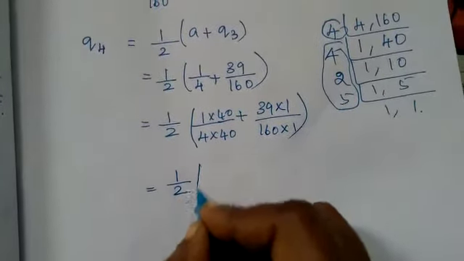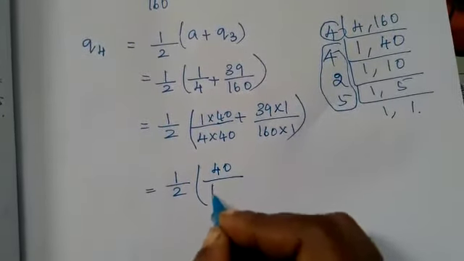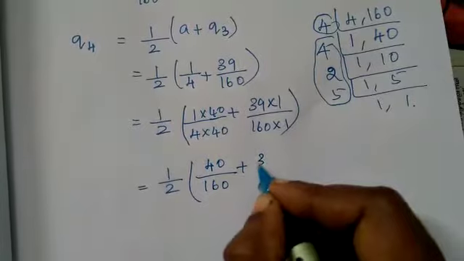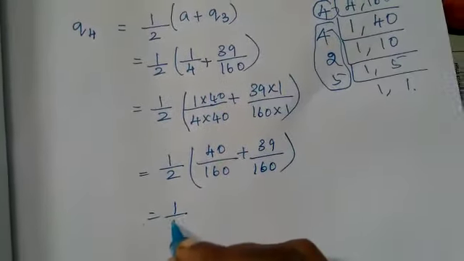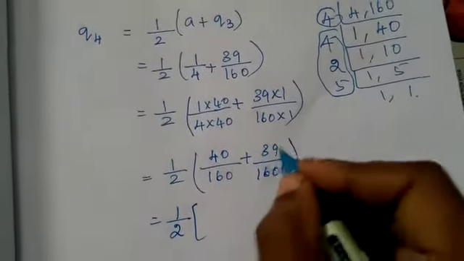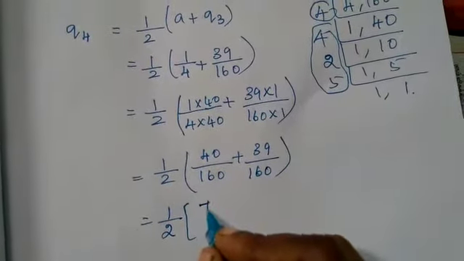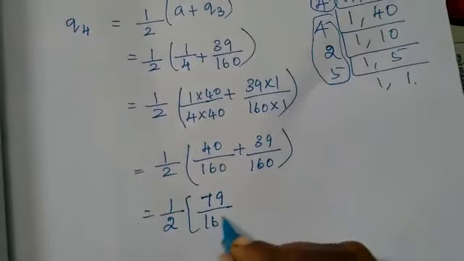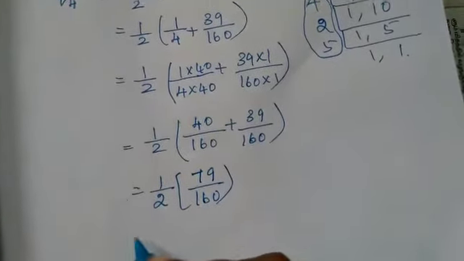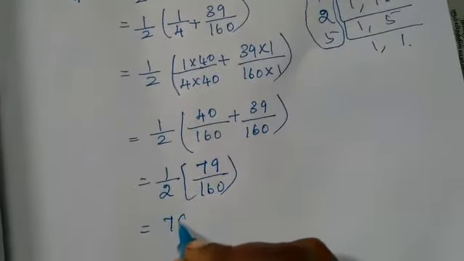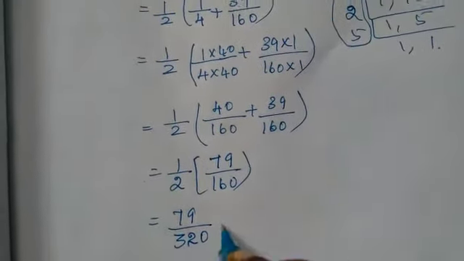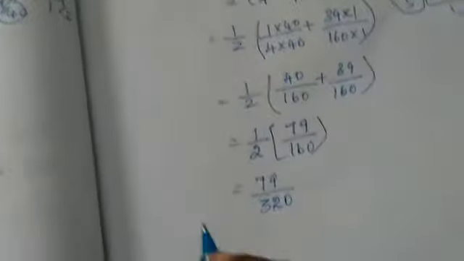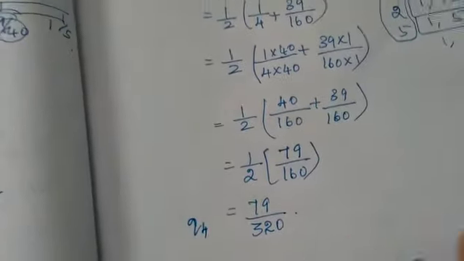Half into (40 plus 39) by 160, which is half into 79 by 160. Now 2 16s are 320, so 79 by 320. This one is Q4. We found Q4 and now we need to find up to Q5.